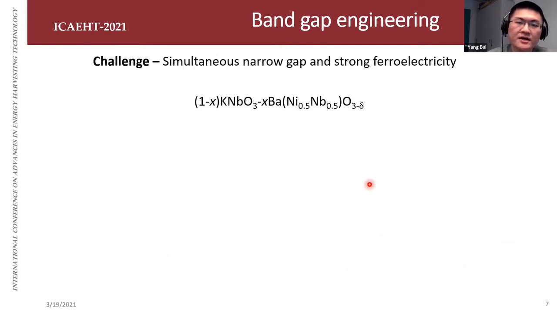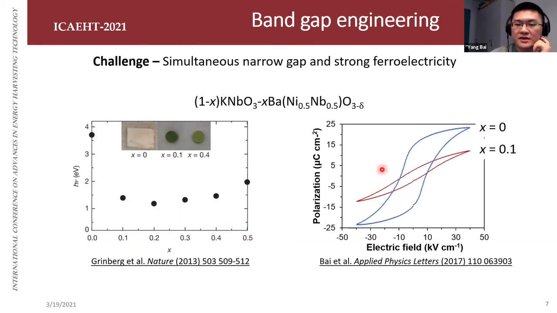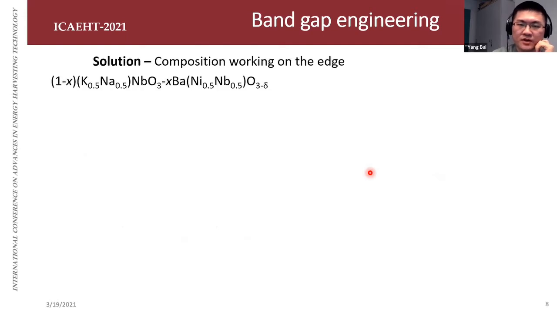However, it's a challenge. If you try to reduce the band gap of, for example, potassium niobate, you dope with some oxygen vacancy and some nickel here, right? The problem, as background before my research, is that you are indeed able to reduce the band gap quite a lot. But you also lose the polarization, because as I mentioned, d0 is needed for the large polarization. So that's the challenge here, but we can do something about it.